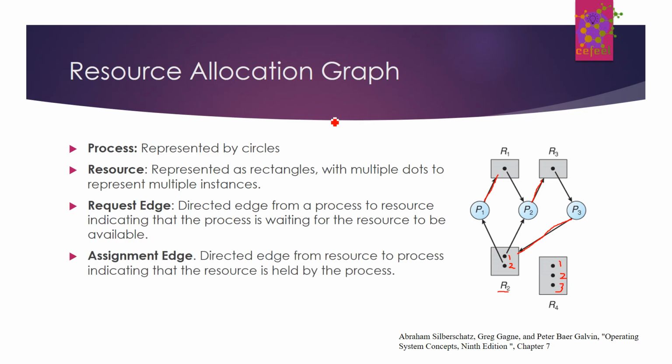Cool. Moving on, assignment edge. So an assignment edge is an edge that is from the resource to the process. This is when that resource is already held by the process or already allocated to the process. So here we see that R3 is already allocated to P3. One instance of R2 is allocated to P1 and one instance of R2 is allocated to P2. So these are directed from the resource to the process.